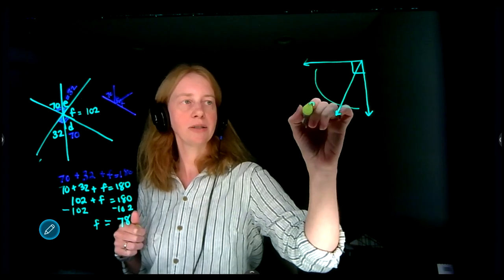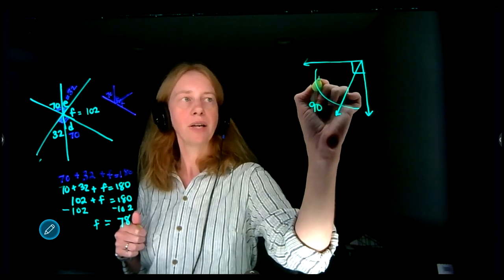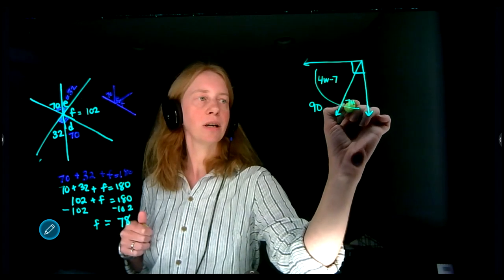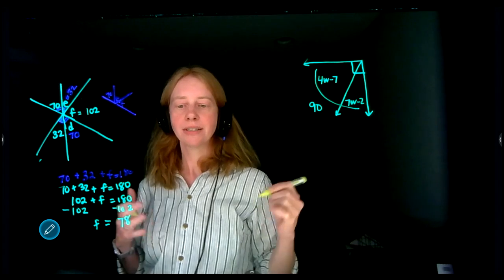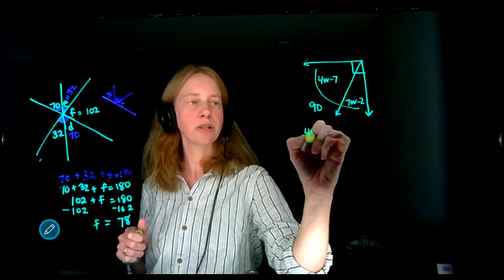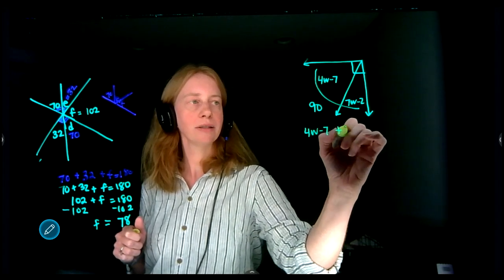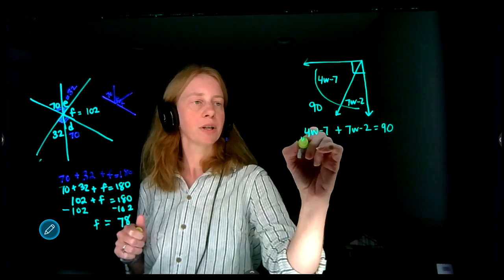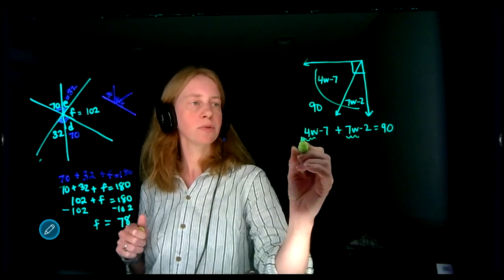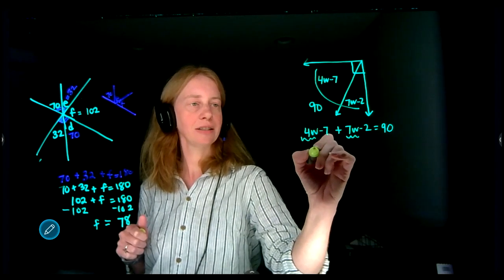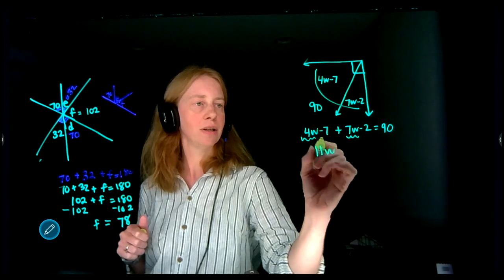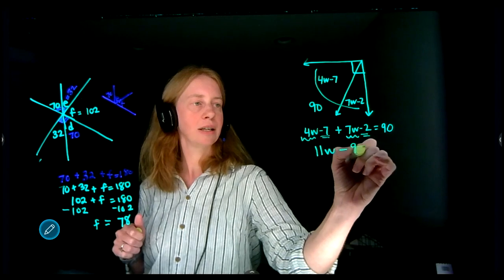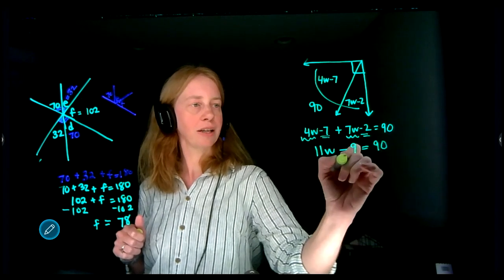So remember, that means this whole thing is 90. We have 4W minus 7 and 7W minus 2. Since they add to 90, we can say 4W minus 7 plus 7W minus 2 equals 90. We are going to combine like terms. 4 plus 7 is 11W. And we have minus 7 minus 2 is minus 9, equals 90.